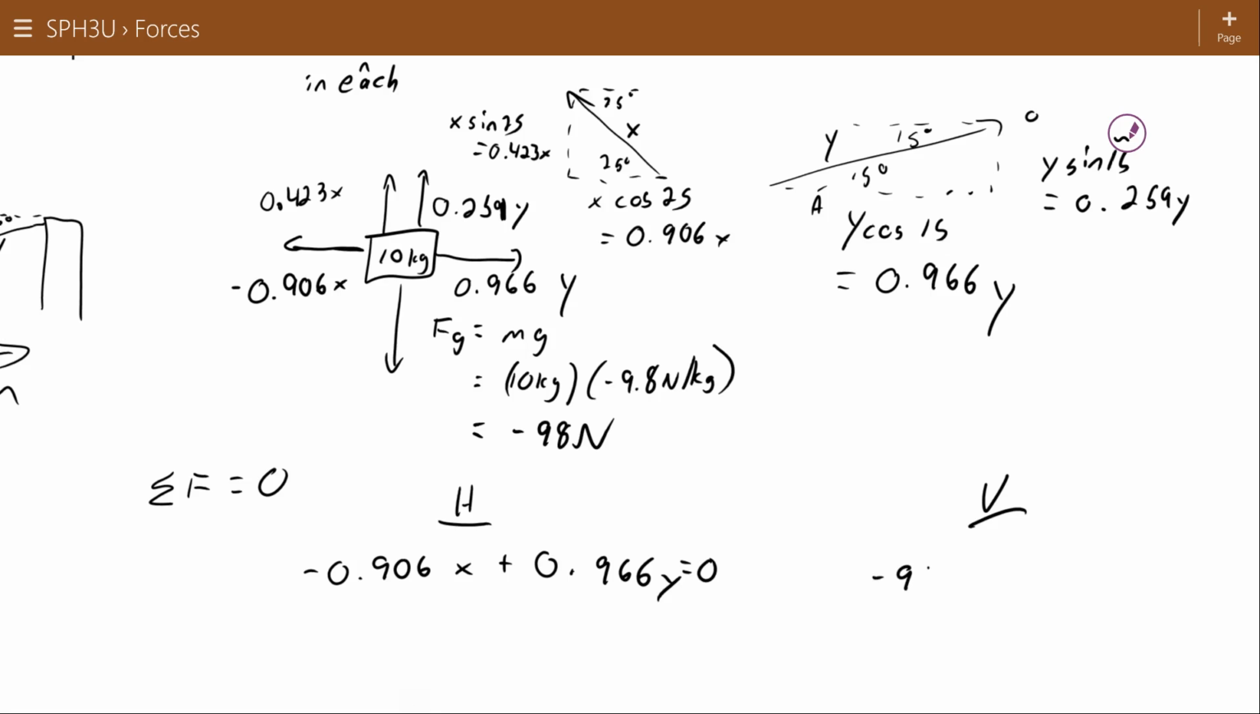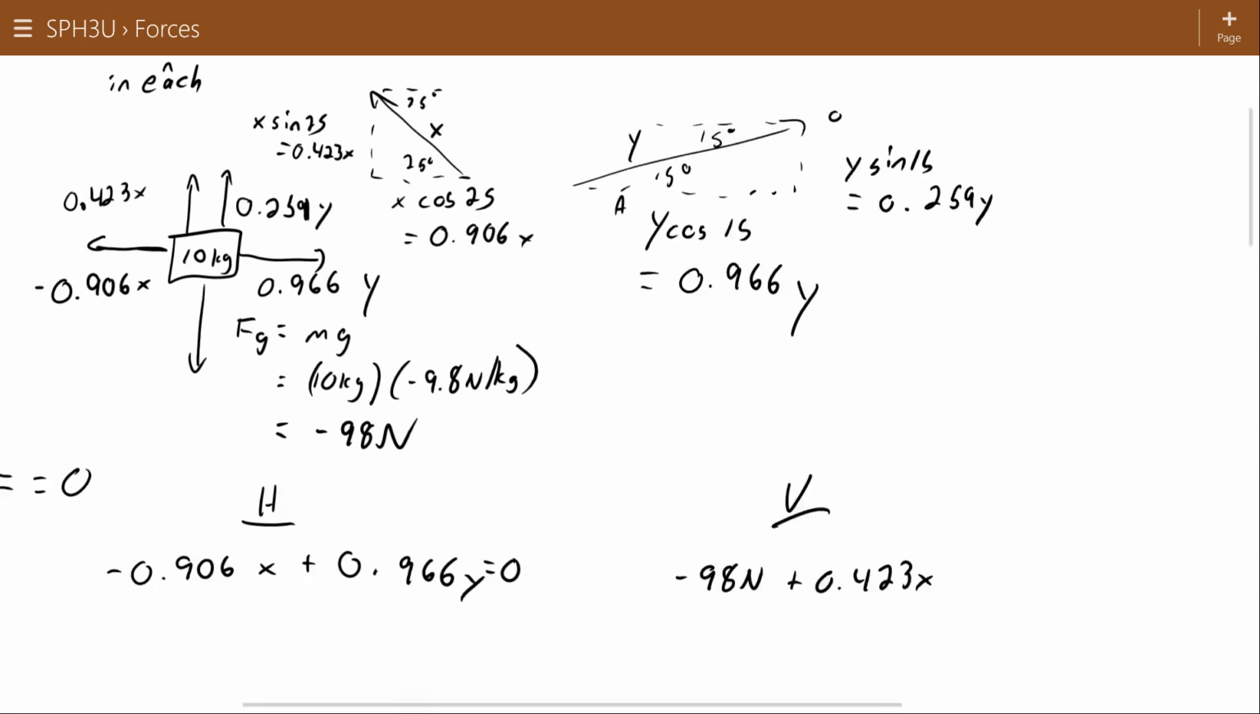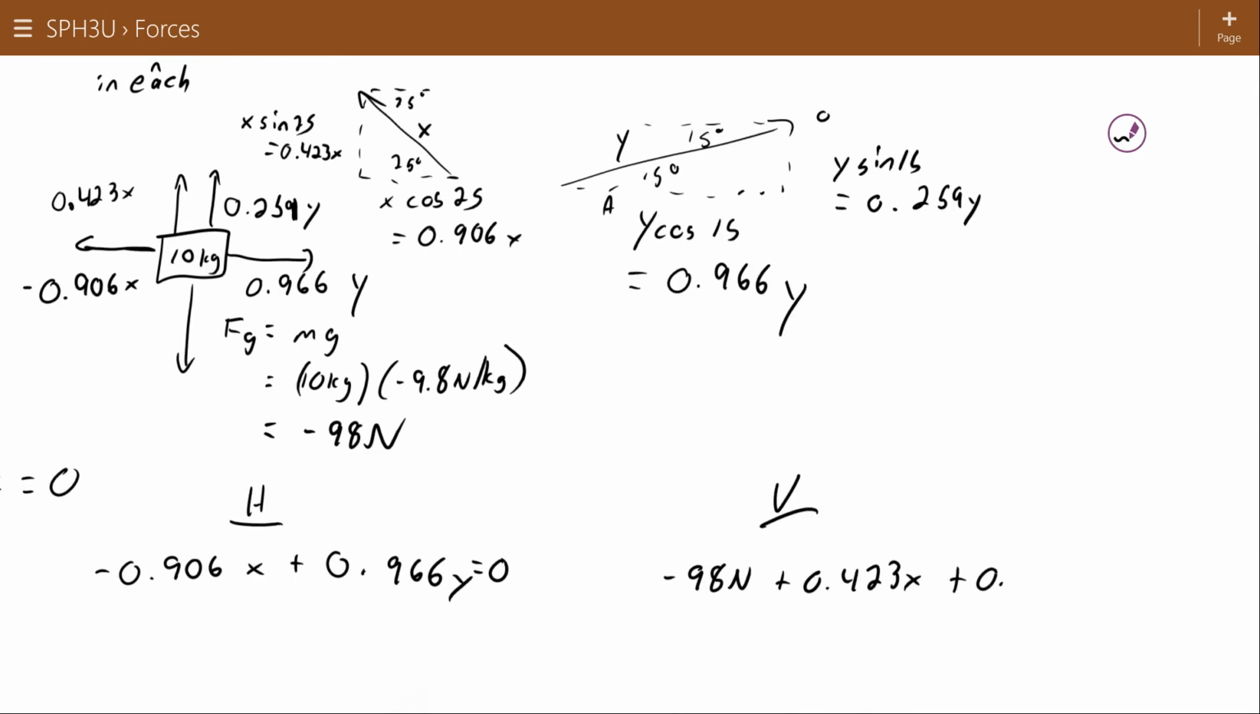So I'm going to have negative 98 newtons plus 0.423x plus 0.259y, and that's all going to add to 0.